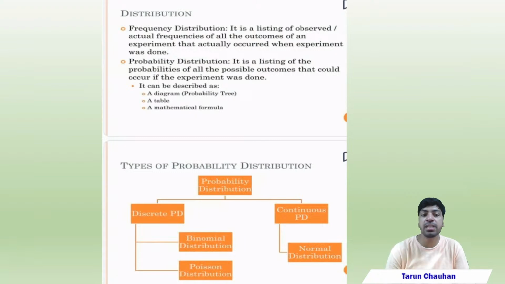Probability distribution is classified into two categories. The first one is discrete probability distribution, and the second one is continuous probability distribution. When it comes to the discrete probability distribution, it is also classified into two categories, that is binomial distribution, and the second one is Poisson distribution.